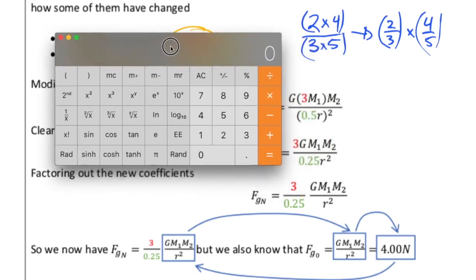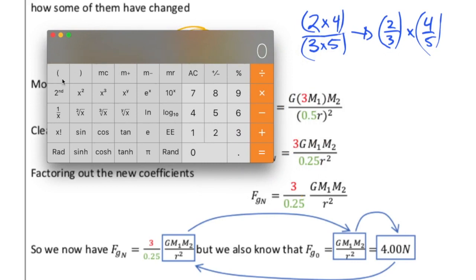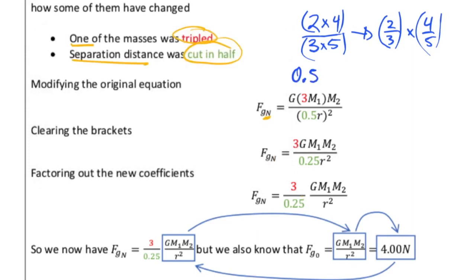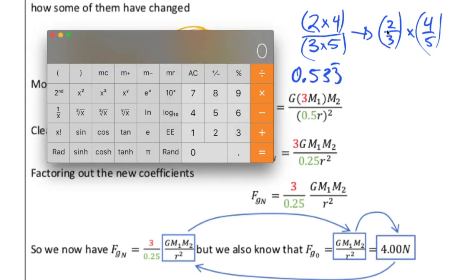Let's prove that. We're going to start off with this one. So we go bracket 2 times 4, close bracket, divided by, open bracket, 3 times 5, close bracket, equals. So we get 0.533 repeated. All right, let's clear that. Now let's do this. We're going to go 2 divided by 3 times 4 divided by 5. So bracket 2 divided by 3 times, I forgot to close my bracket. Let's try that again. Bracket 2 divided by 3, close bracket, times bracket 4 divided by 5, close bracket. And there you go. Exact same answer.